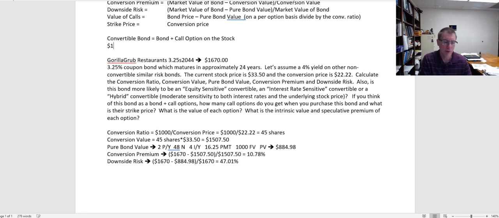So if we look at the equation, convertible bond equals bond plus call option on the stock, the value of the convertible bond was $1,670. We can break that down into what the bond itself was worth, and then what the call options were worth. Well, the bond itself can be calculated based on the pure bond value. What is the present value of the remaining coupon payments?